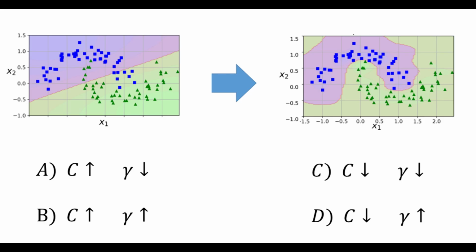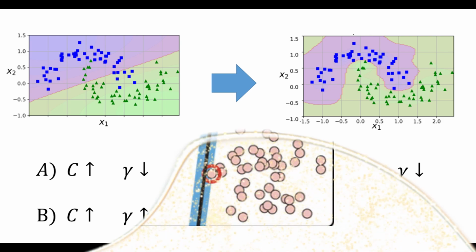So, here's today's challenge. The image on the left and the image on the right were both generated using an SVM with an RBF kernel. Only the values of C and gamma were changed. Which combination of hyperparameters transformed decision boundary 1 into decision boundary 2? Keep these options in mind while watching the video. By the end, you'll have everything you need to figure out the correct answer.